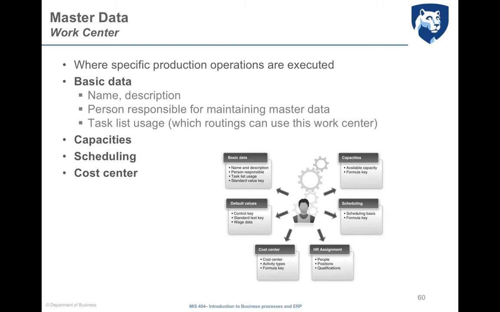Work center data also include default values for operations performed at the work center. Examples of default values are control keys, so how an operation or a sub-operation is scheduled, and wage data, so the cost of the workforce. Available capacity instead defines how much work can be performed at the work center during a specific amount of time. So it identifies the available production capacity of the work center.